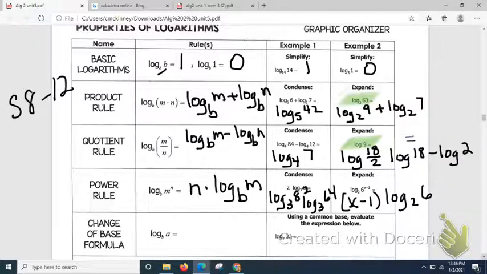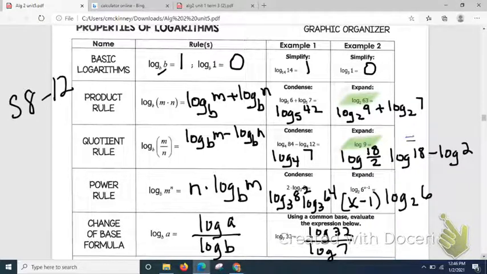And then change of base, we used y and b before. Doesn't matter. It's still, that number is on top. This is on the bottom. So an example here, we would be doing log of 32 over log of 7. And if I'm actually going to evaluate it, then I would use my calculator to do log 32, close the parenthesis, divided by log 7. And I got 1.781 if I'm going to the nearest thousandth.